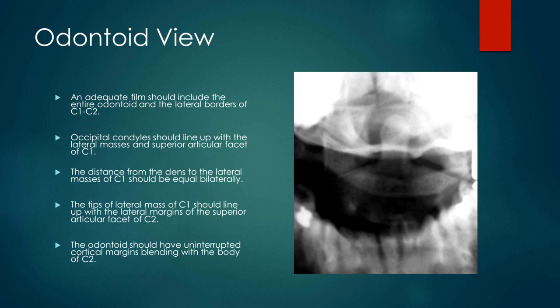Tips of lateral mass of C1 should line up with the lateral margins of the superior articular facet of C2, again, out here. And the odontoid should have uninterrupted cortical margins blending with the body of C2, so down through here. So that's an odontoid view. These are fairly common questions on board exams. Possibly common on the COMAT is that they will show you a picture of this and ask you if there's an unstable odontoid fracture, just so you have an idea. These spaces should all be the same.